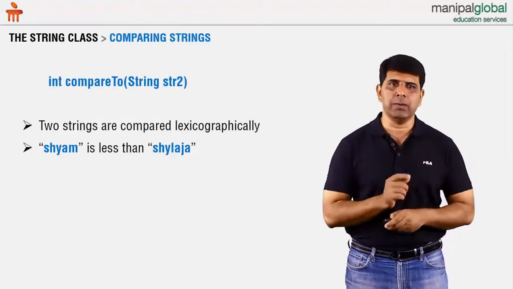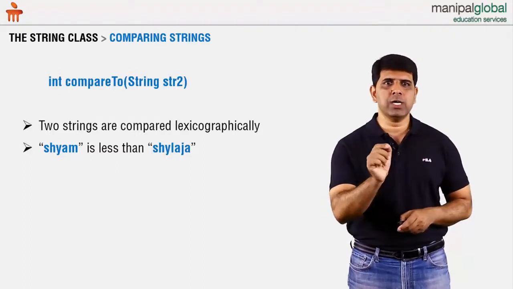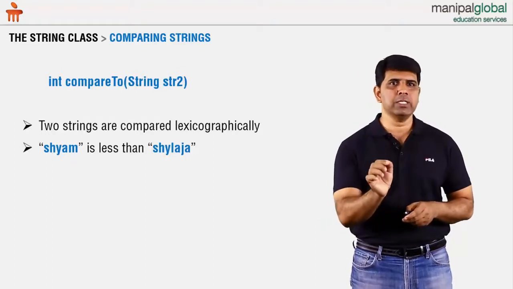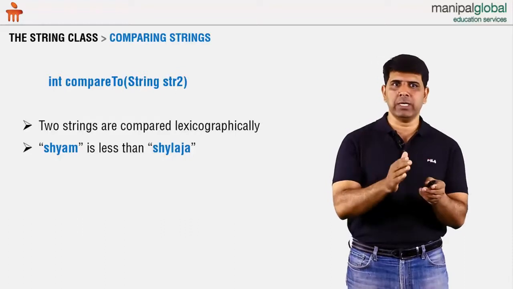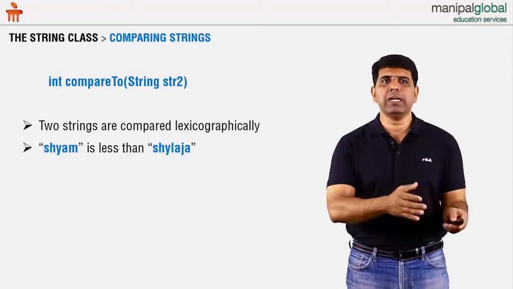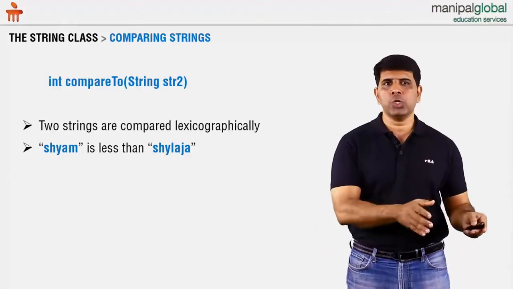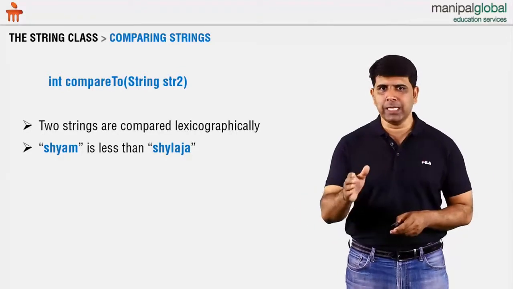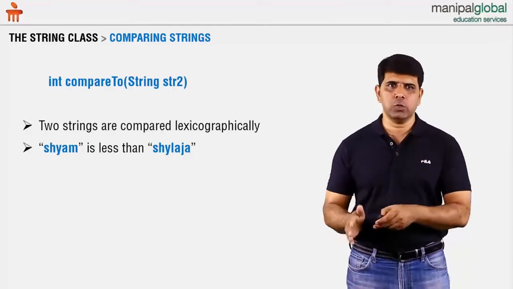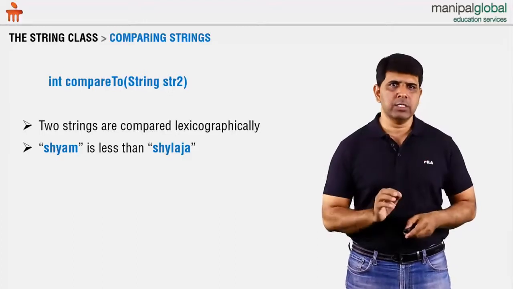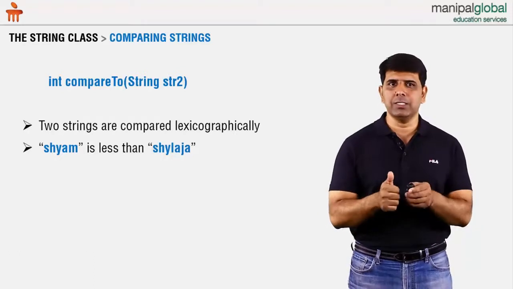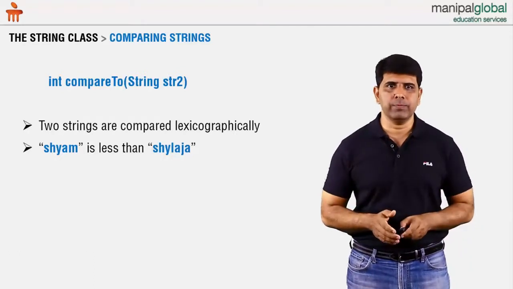If you interchange and compare, now Shailaja is greater than Shyam lexicographically, because S minus S, H minus H, Y minus Y, they're all zeros, but L minus A is a positive number and that number is returned. But if you are comparing Shyam and Shyam, then all 5 letters in individual positions are the same. The end result is also 0. compareTo will return 0. So whenever you're comparing two strings using compareTo, you need to check whether it is 0, negative or positive.